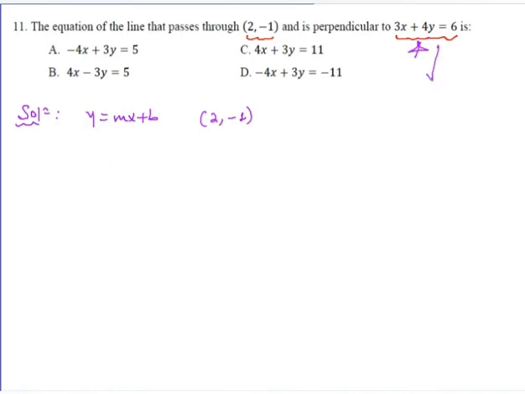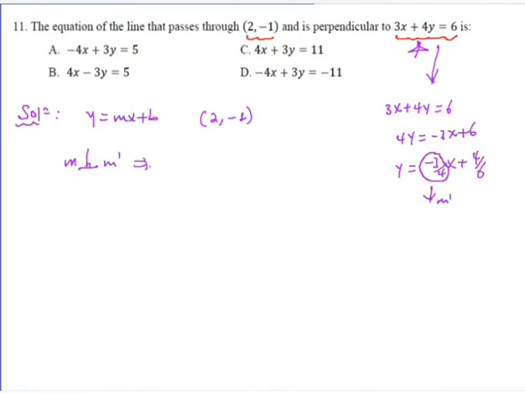So the slope of this line can be obtained by rewriting the equation first. 3x plus 4y equals 6 means 4y equals minus 3x plus 6. So y becomes minus 3 over 4 x plus 6 over 4. So the slope of the given line is minus 3 over 4. So since the two lines are perpendicular, m and, say, this is m prime, m and m prime are perpendicular means the product of their slopes is minus 1.